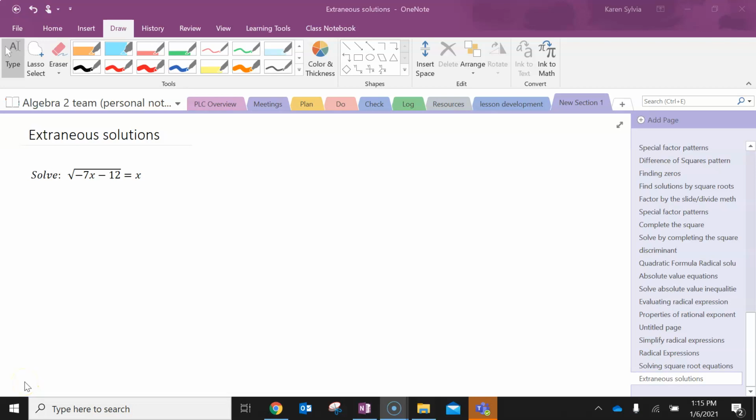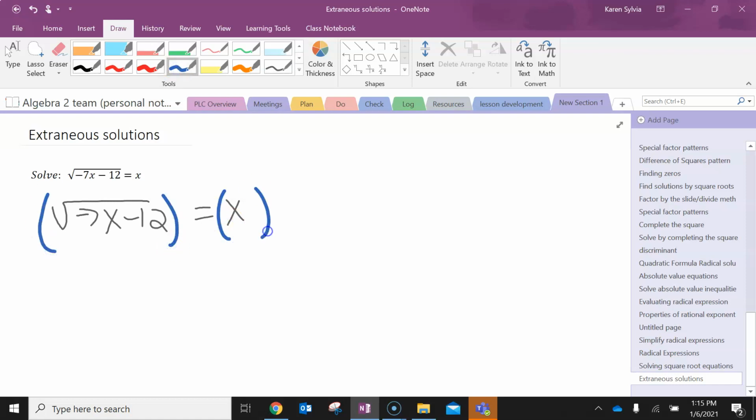Again, in this example, our radical is already isolated on the left side. So step one is to work at eliminating or removing the radical sign. And we do this by raising both sides of the equation to the power of the index. In this case, it's a square root, so we're going to square both sides. That gives me negative 7x minus 12 equals x squared.